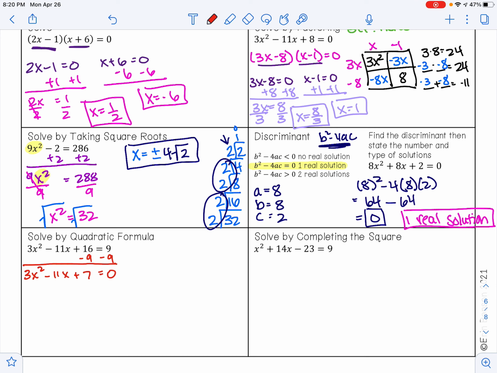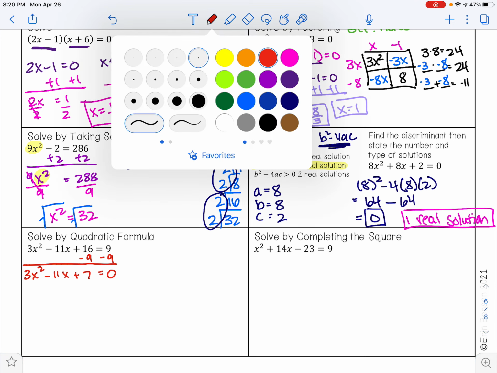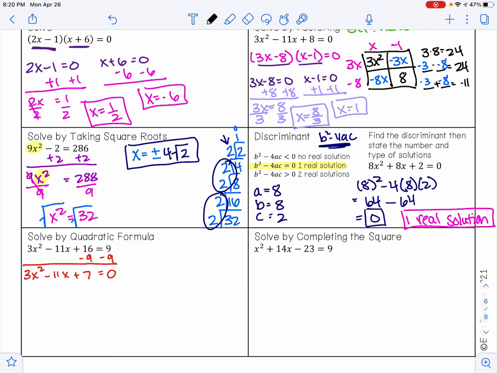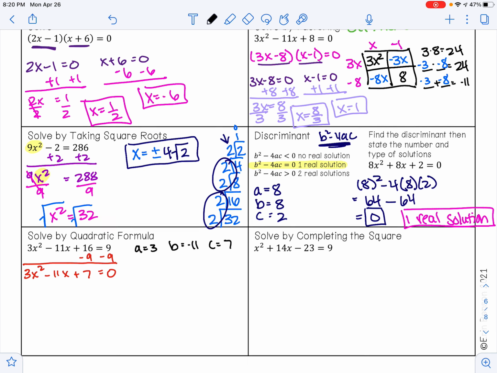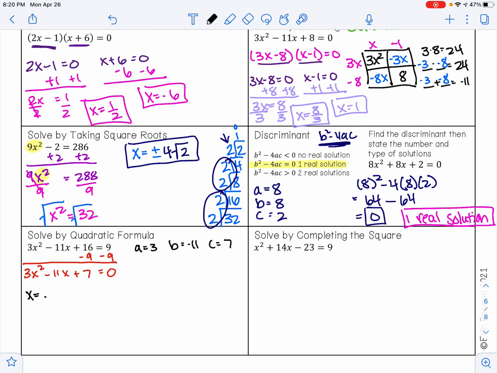Now that this is in standard form, I can identify A, B, and C, and I can plug into the quadratic formula. So here A is 3, B is negative 11, and C is 7. So I'm going to have x equals negative B plus or minus the square root of B squared minus 4 times A times C all over 2 times A.